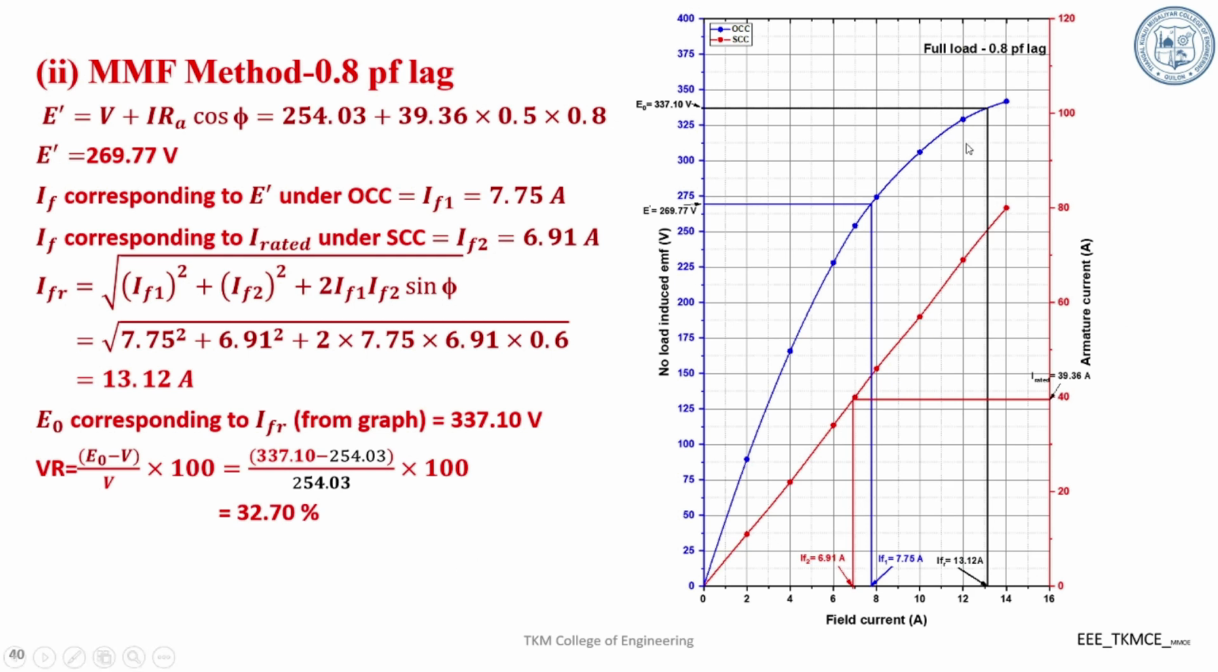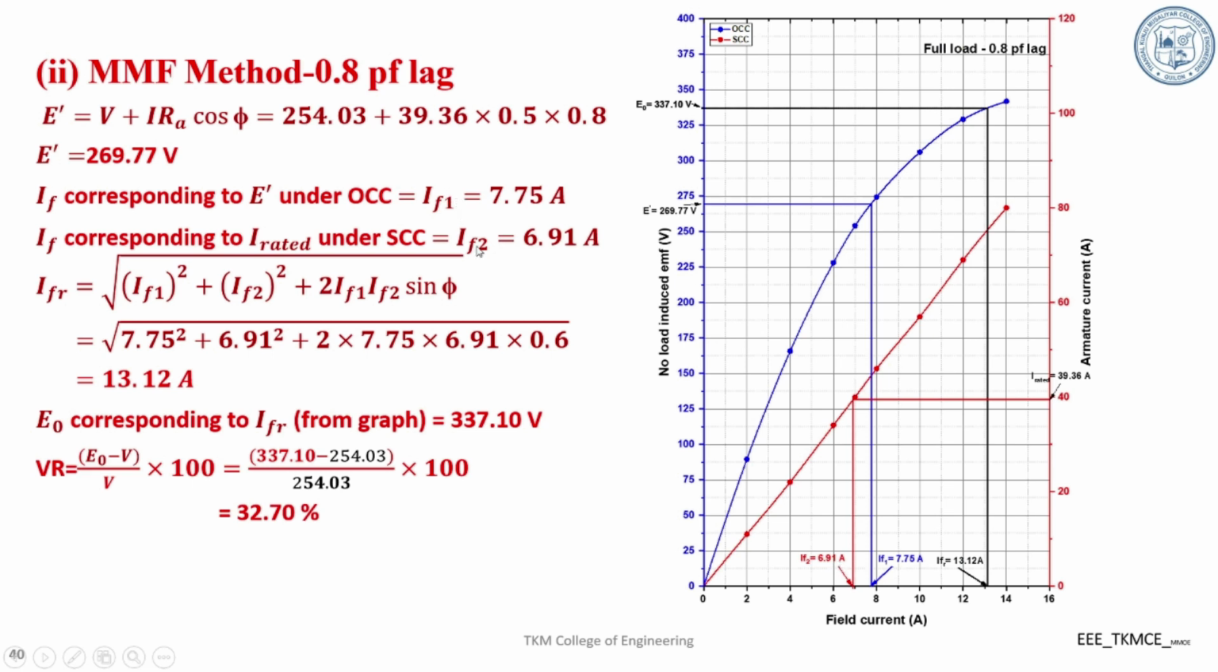So after plotting OCC and SCC, we need to calculate E dash using the expression V plus I into RA cos phi. Substituting all these values in this expression, E dash is obtained as 269.77 volt. Then corresponding to 269.77 volt, we need to measure IF1 from OCC, and IF1 is obtained as 7.75 ampere. Then we need to measure the field current required to circulate rated armature current under short circuit condition, and IF2 is obtained as 6.91 ampere.